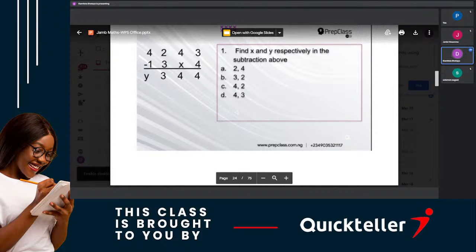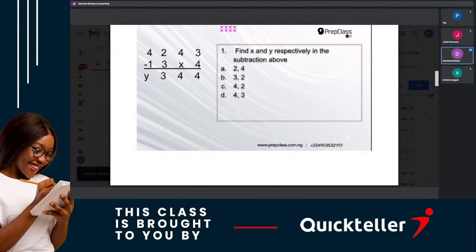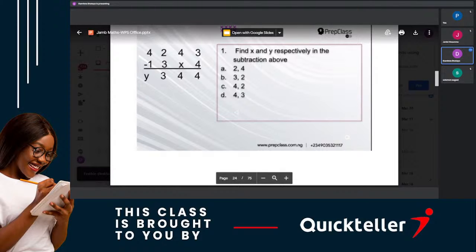Now let me take a look at it. Let's check base 5. If it is base 5, like I said, 3 cannot minus 4, so you will need to borrow 1 from 4. If you borrow 1 from 4, you'll be left with 3 here. But when the 1 gets to the other side, the 1 is going to change to the base. It's going to change to 5.